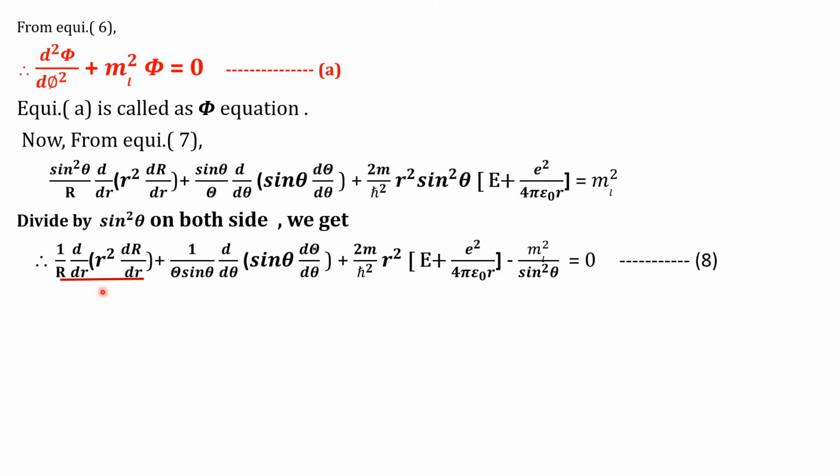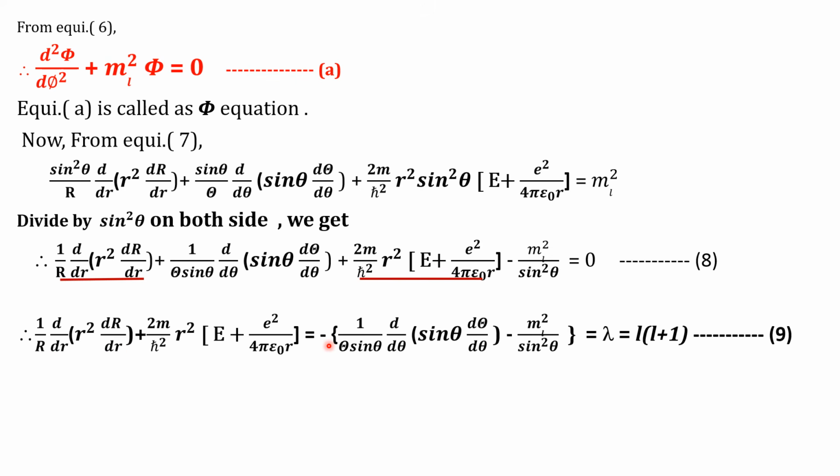In that case, the first term only depends on r and the third term also only depends on r. Hence, the first and third terms we combine together, while the second and fourth terms only depend on theta. Hence, we equate these terms separately, and both equal some constant, which we choose as lambda, where lambda equals L(L+1), and L is the orbital quantum number.